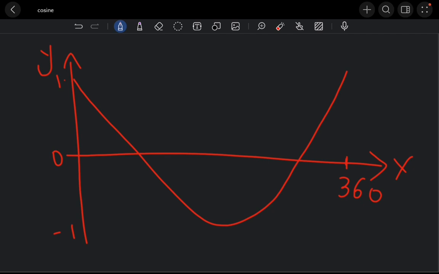At this point, it's where it ends, which is our period of 360. And then at the center of it, you guessed it right, 180, because half of 360 is 180. And then this point is 90 degrees. And then this point is 270 degrees. Okay?